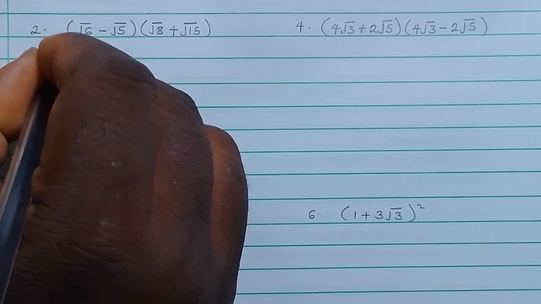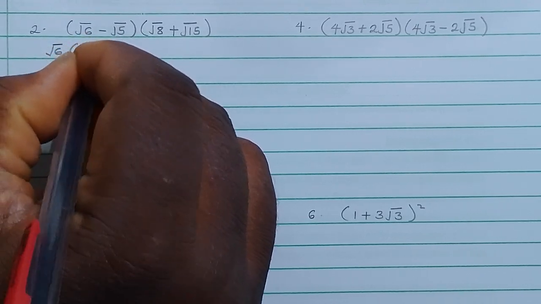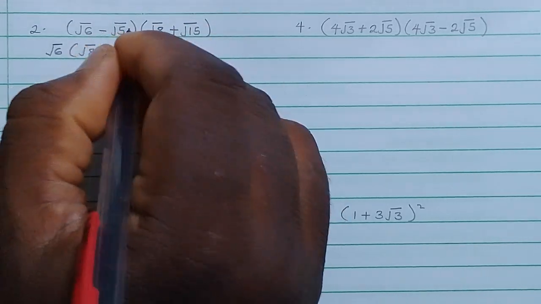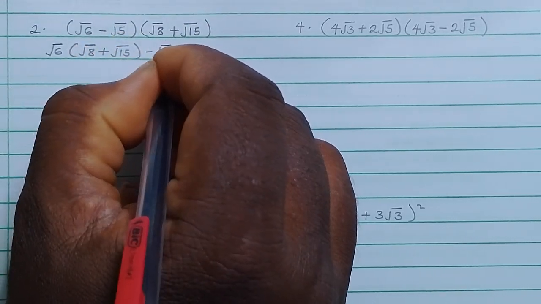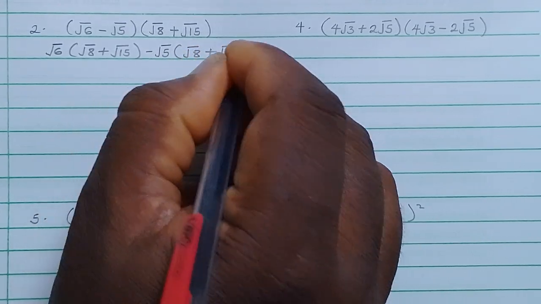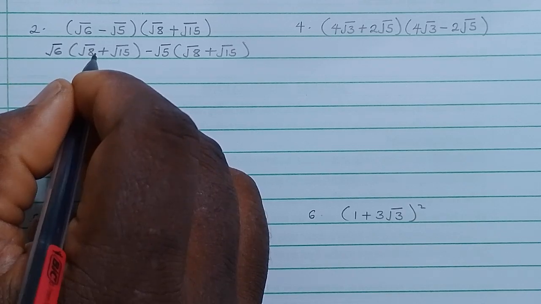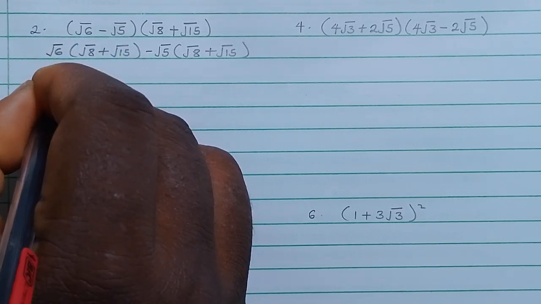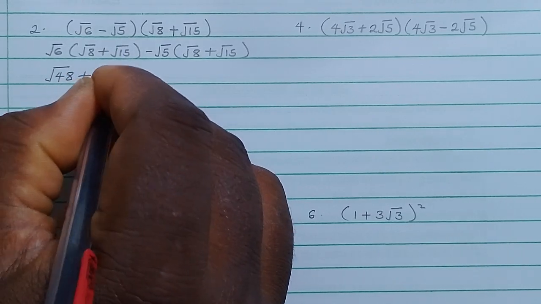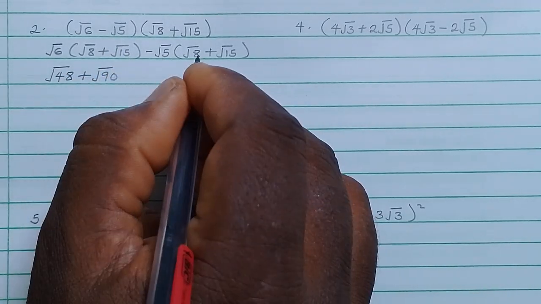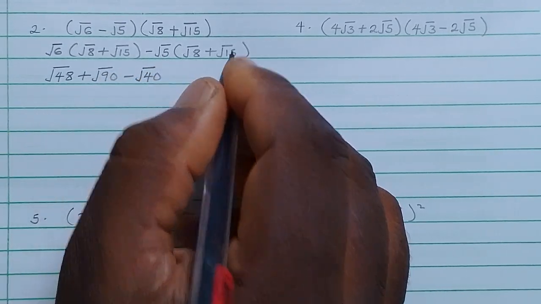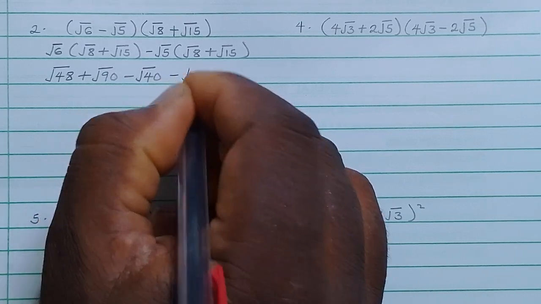We can write it out as root 6 multiplying root 8 plus root 15. Then minus root 5 is also multiplying root 8 plus root 15. So we remove the bracket. Root 6 times root 8 is root 48. Root 6 times root 15 is root 90. Minus root 5 times root 8 is minus root 40. Minus root 5 times root 15 is minus root 75.